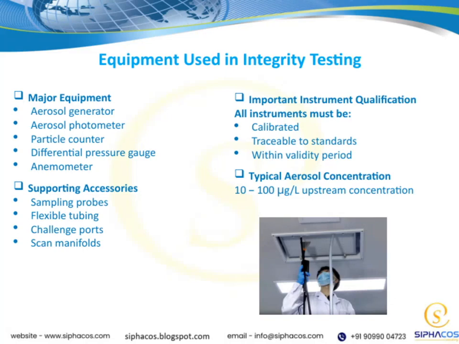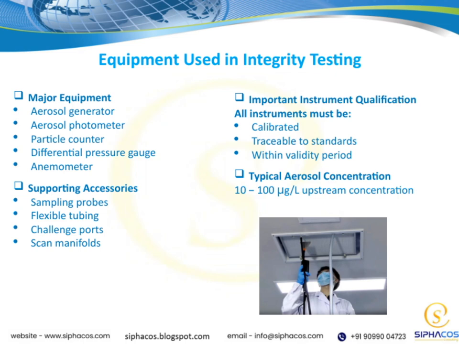Let's start by emphasizing the importance of instrument qualification. All instruments used in our testing must be properly calibrated to ensure accuracy. This calibration needs to be traceable to recognized standards, so we can confidently compare and validate our measurements. Additionally, it's crucial that these instruments are used within their specified validity periods. Otherwise, the data might not be reliable. Moving on to typical aerosol concentrations, we're usually working within a range of 10 to 100 micrograms per liter upstream concentration. This range helps us simulate real-world conditions during integrity testing effectively.